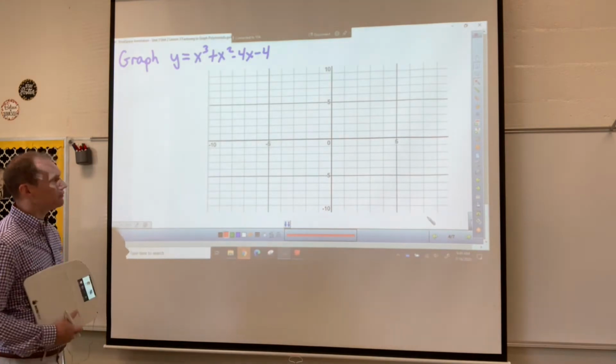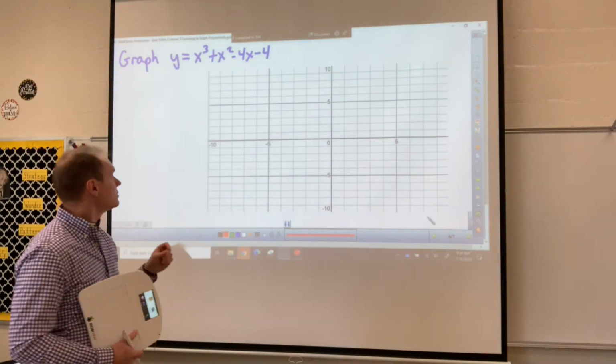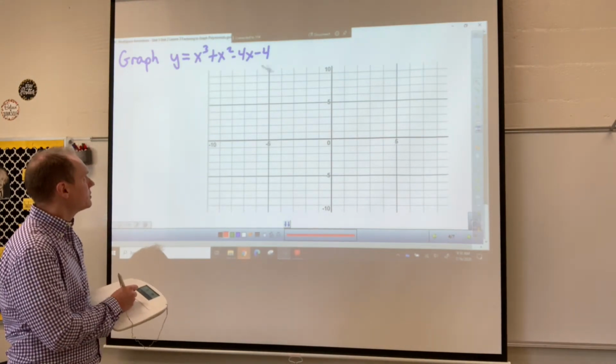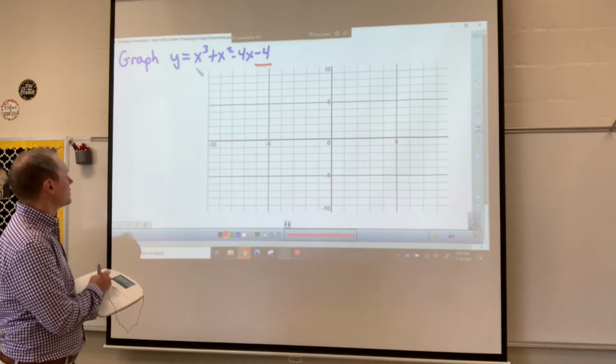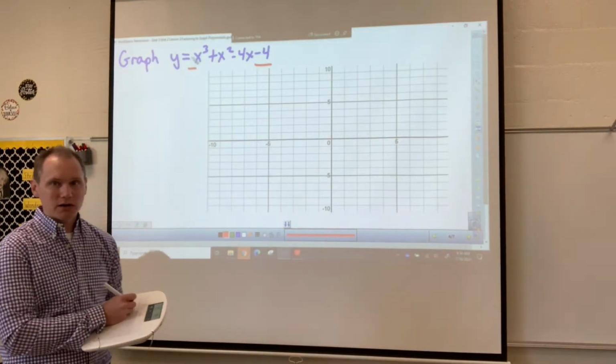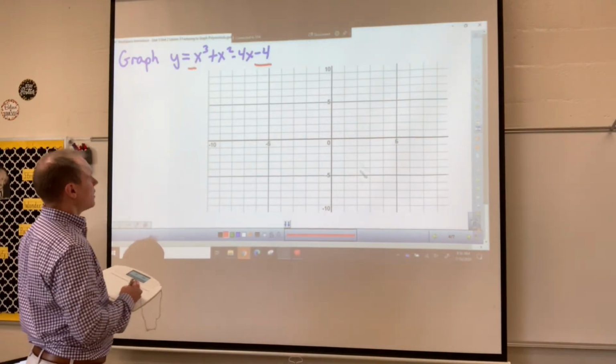So this is a cubic function in standard form. And we can tell two things just by looking at standard form. We can tell the y-intercept, and we can tell the concavity. The concavity is the leading term here. It's positive. So, not the concavity, the end behavior. We can tell by looking at that.